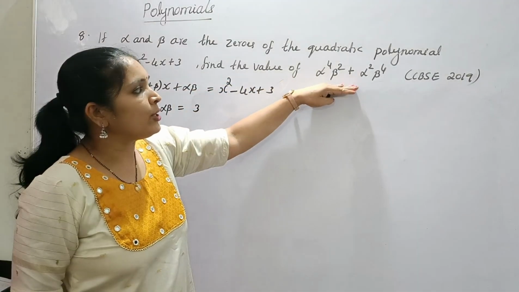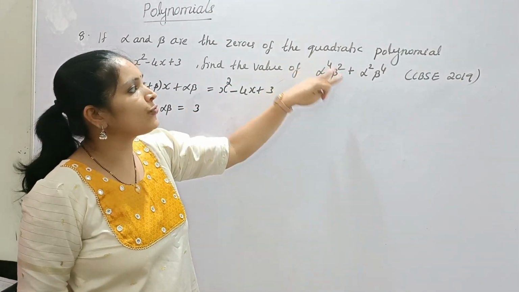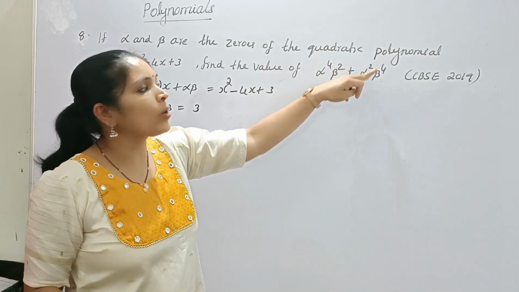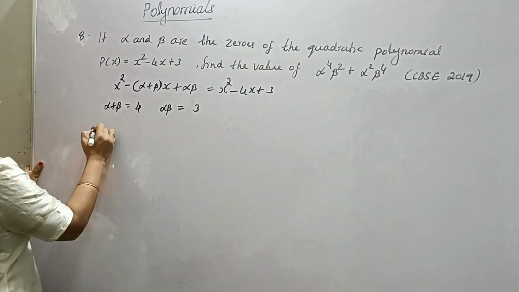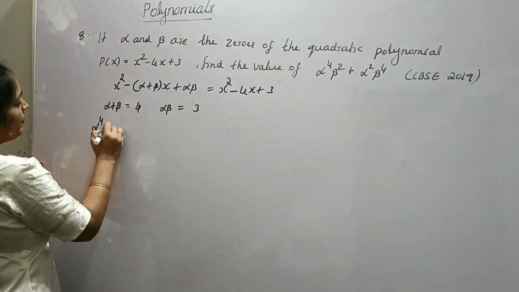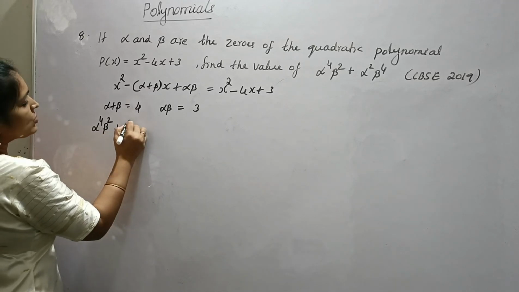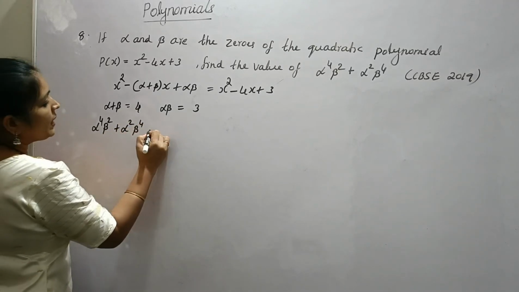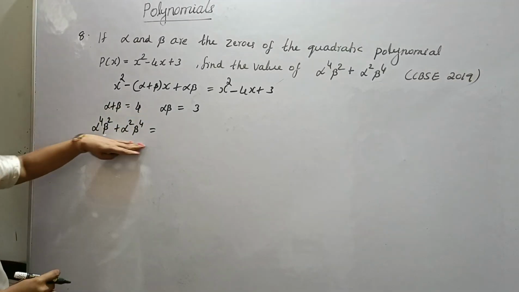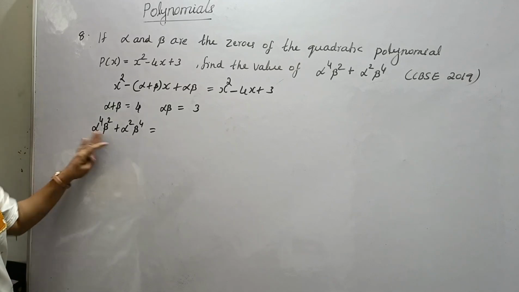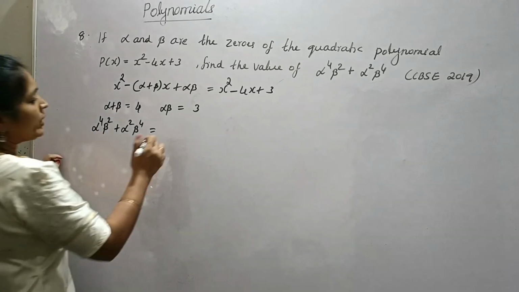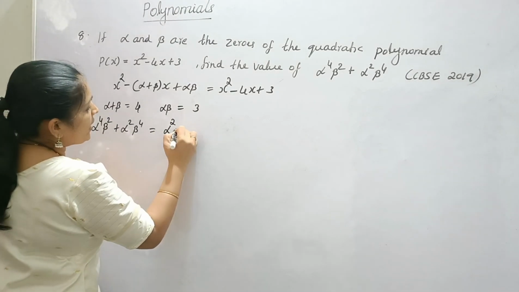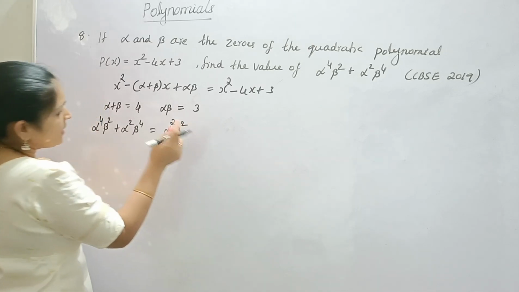So here we need to find the value of this expression: alpha raised to 4 beta square plus alpha square beta raised to 4, right? That is alpha^4 beta^2 + alpha^2 beta^4. See here, in both terms alpha square beta square is common, so let's take it out: alpha square beta square.